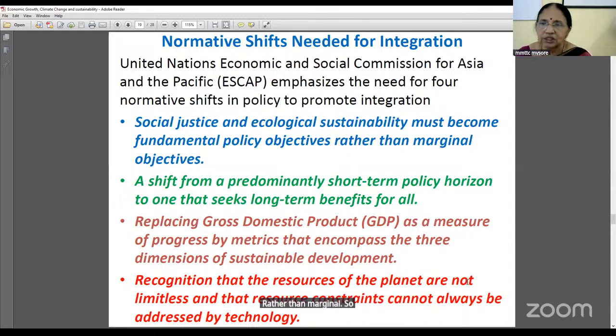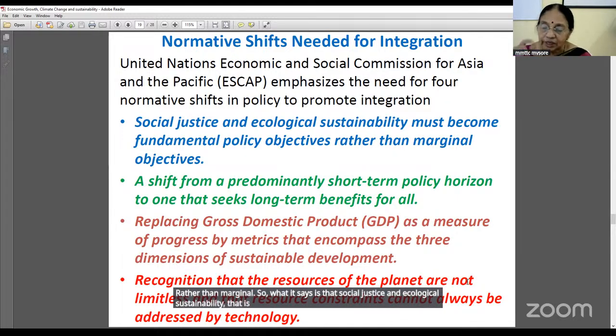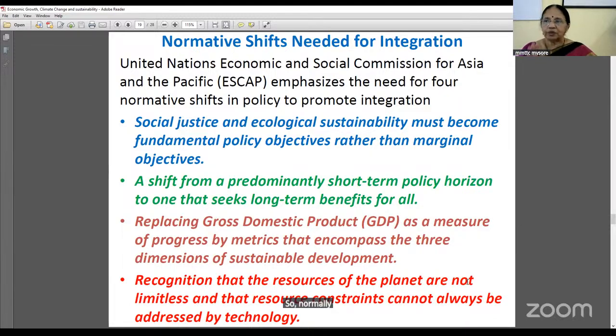So what it says is that social justice and ecological sustainability, that is the environmental dimension and the social dimension of sustainable development, should become fundamental. It's not the economic dimension that should be given greater importance. Normally the economic dimension is given greater importance and is our first priority.